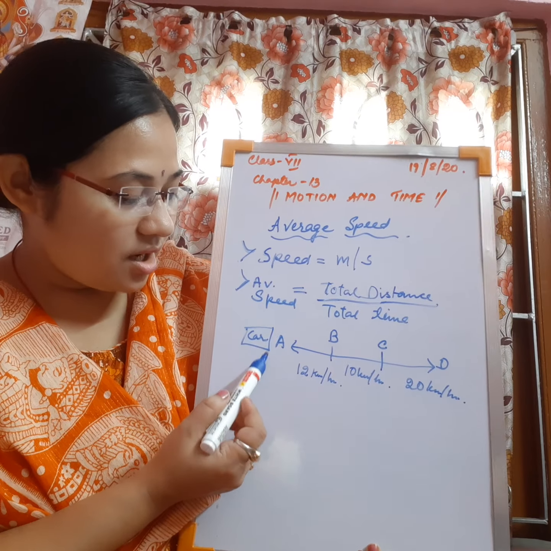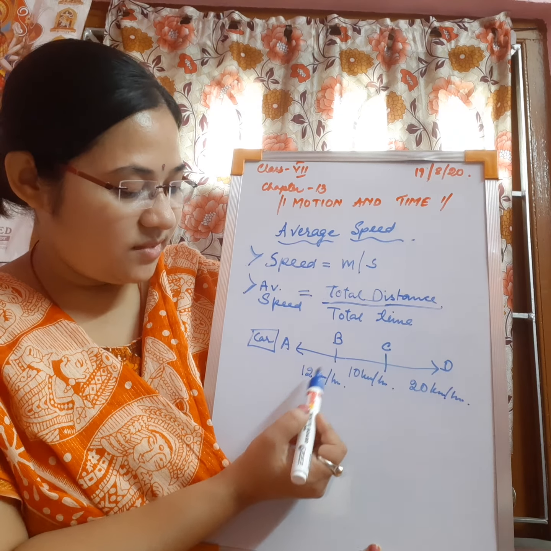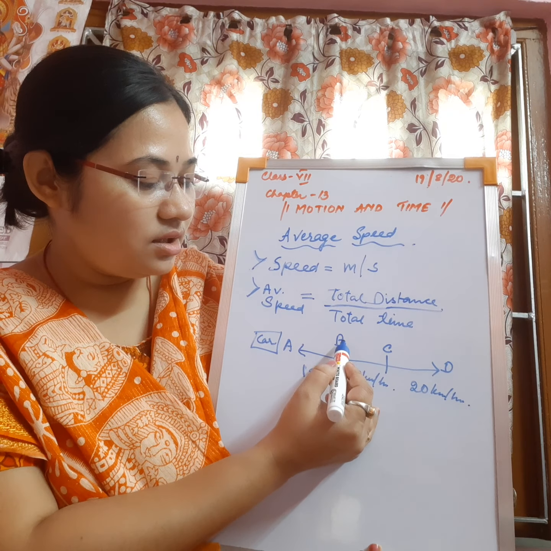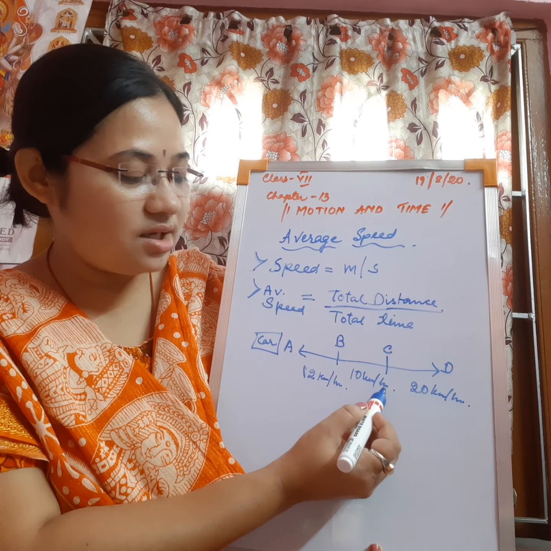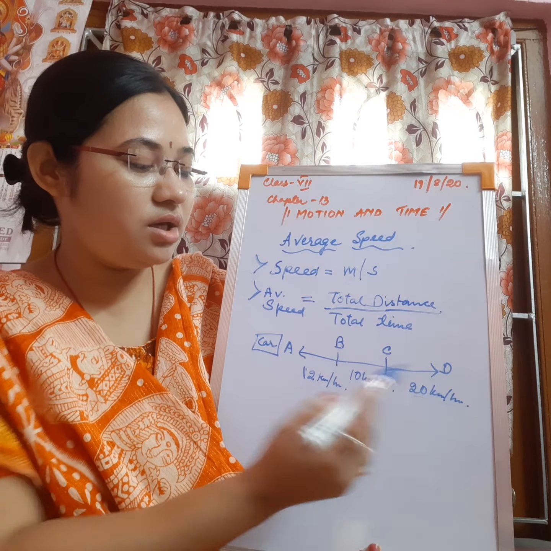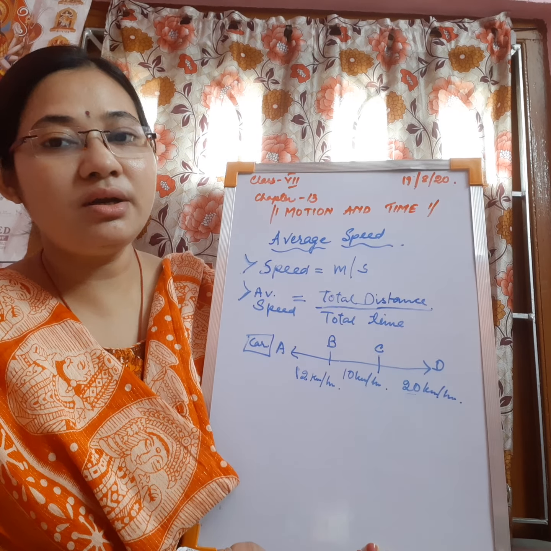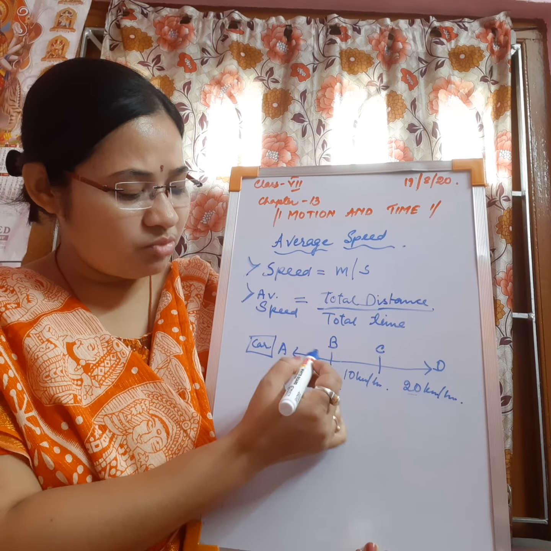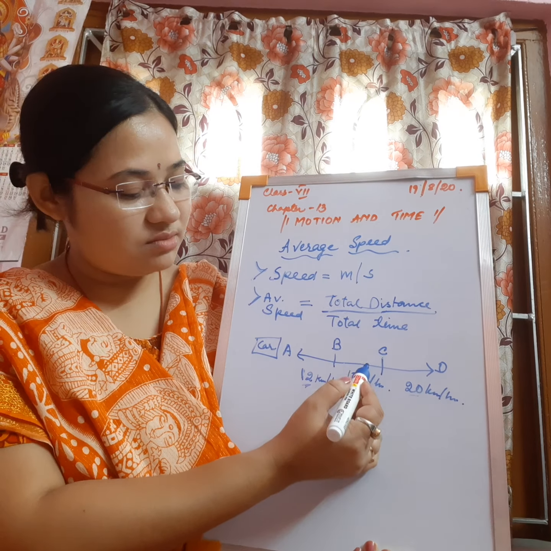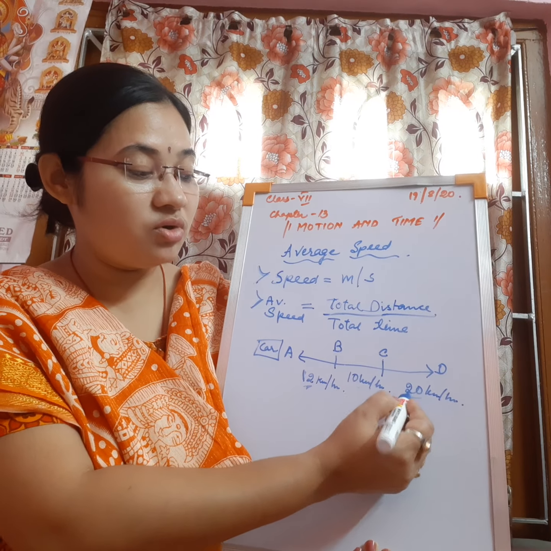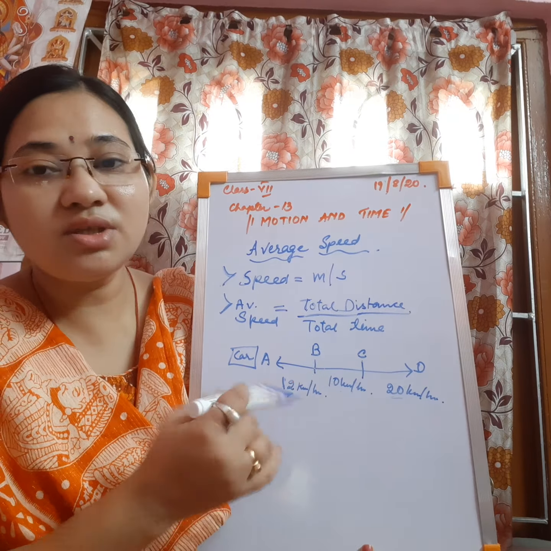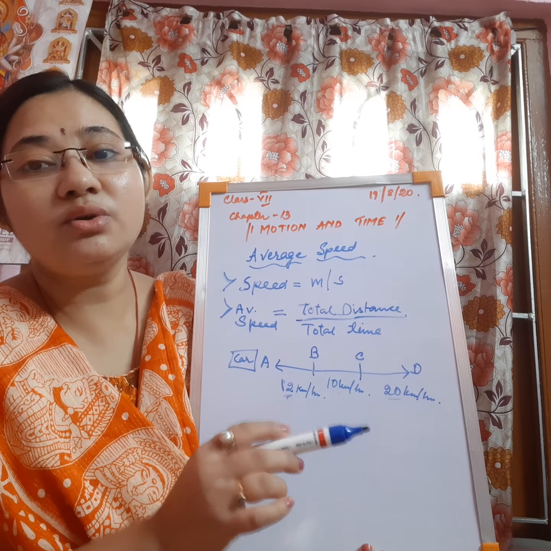So in this way the car covers the distance A to B with the speed of 12 kilometers per hour. Then it covers B to C at 10 kilometers per hour, the speed will be less. Again when it travels from C to D, the speed will be more, 20 kilometers per hour. Where speed is less, it will take more time, and where speed is more, it will take less time. So time is differing, the distance is changing, as well as the speed.